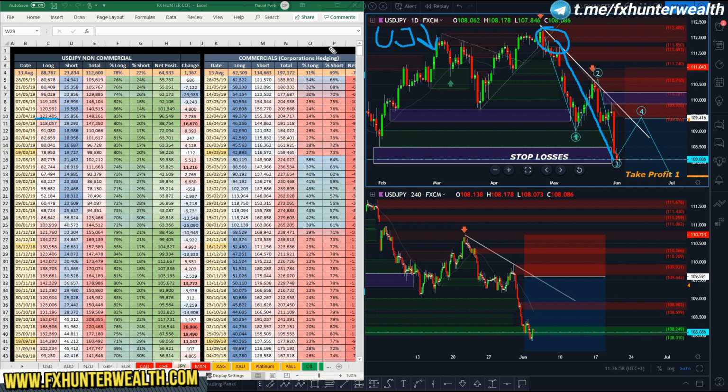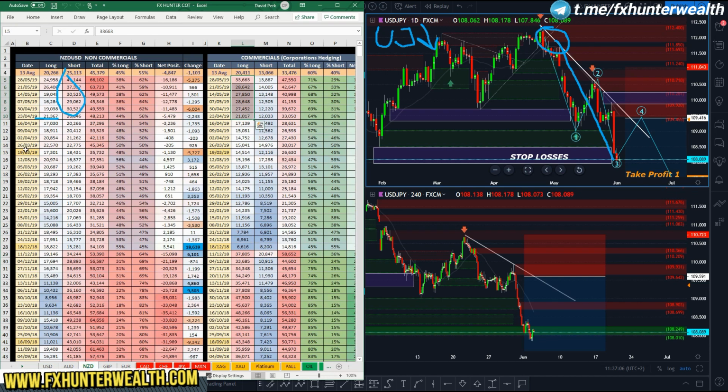NZD USD is a downtrend as well, and we can see that the banks are... Let me change. We can see as well the banks are building short positions.